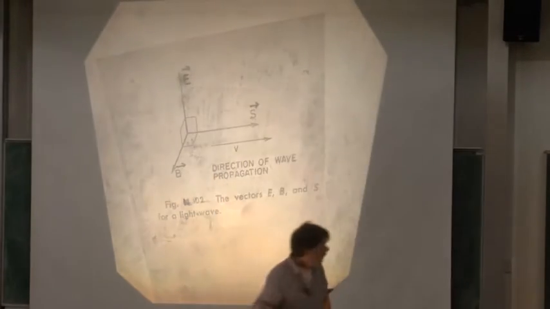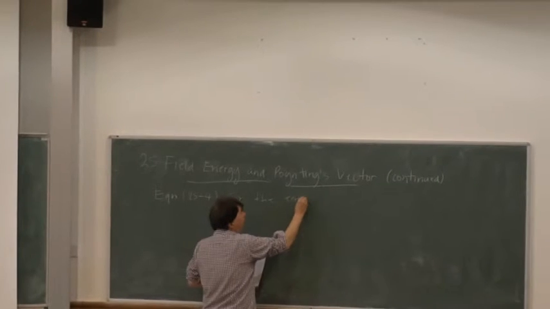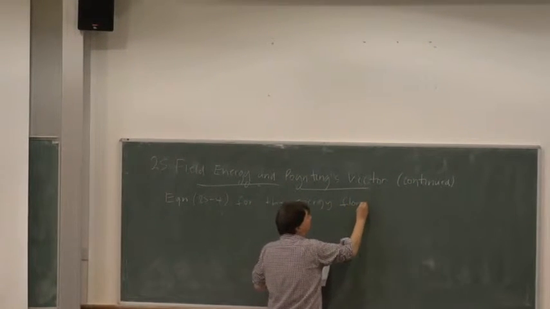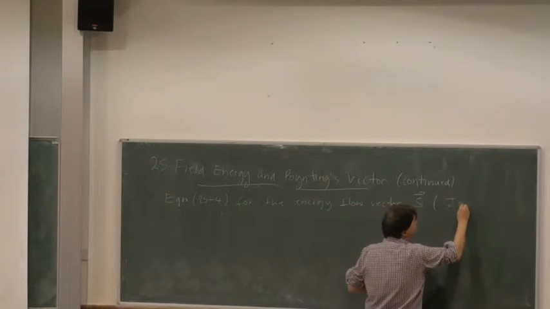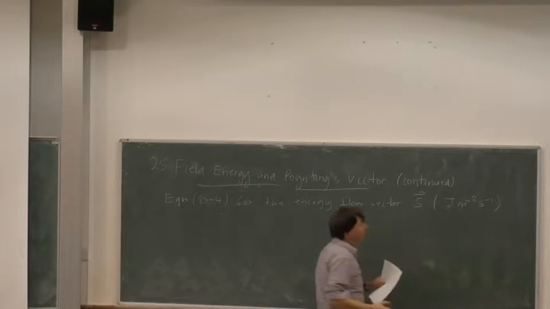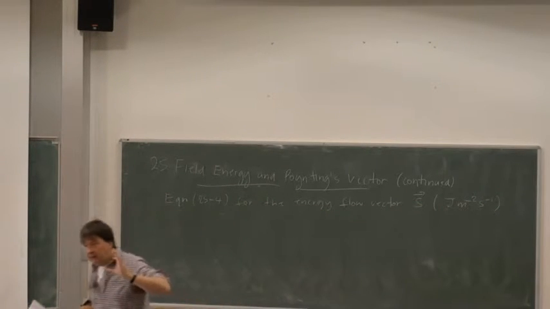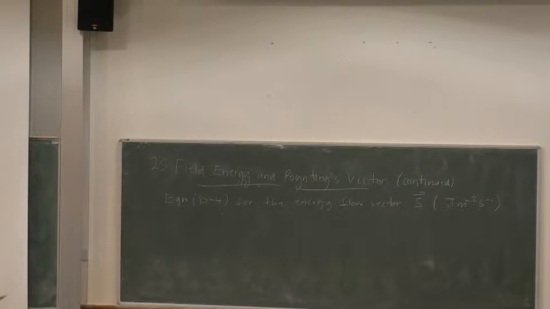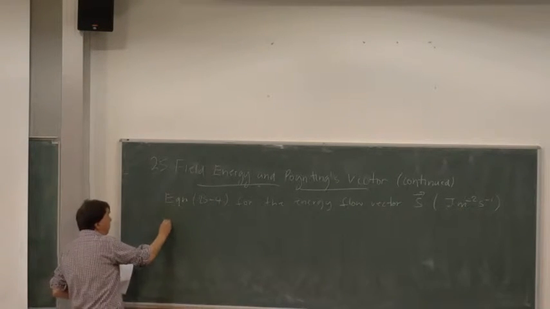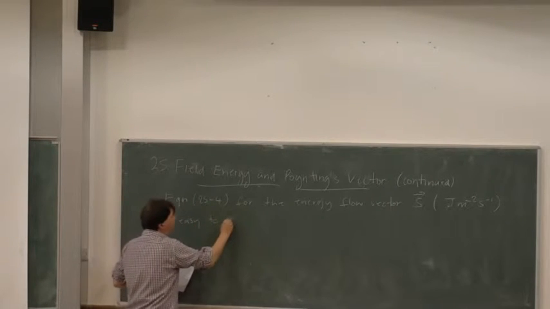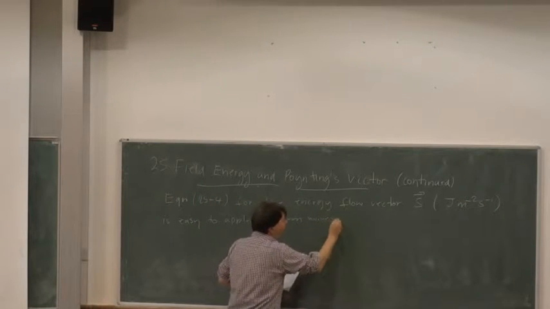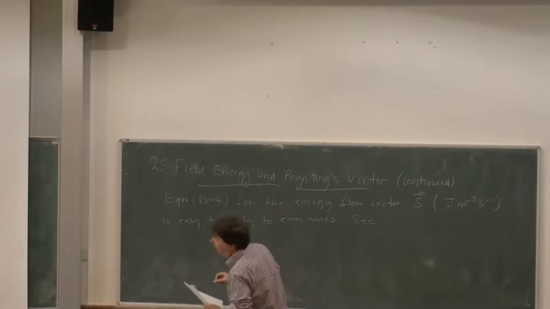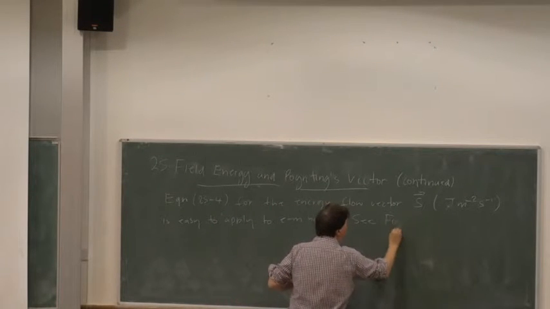Then, equation 25(4) for the energy flow vector, that's S. And again, just to emphasise, this is in joules per square metre per second. This vector is telling us how much energy is flowing per square metre per second in the field. It is easy to apply to EM waves and doesn't give us anything new. And this is illustrated in figure 102 of the course handout.